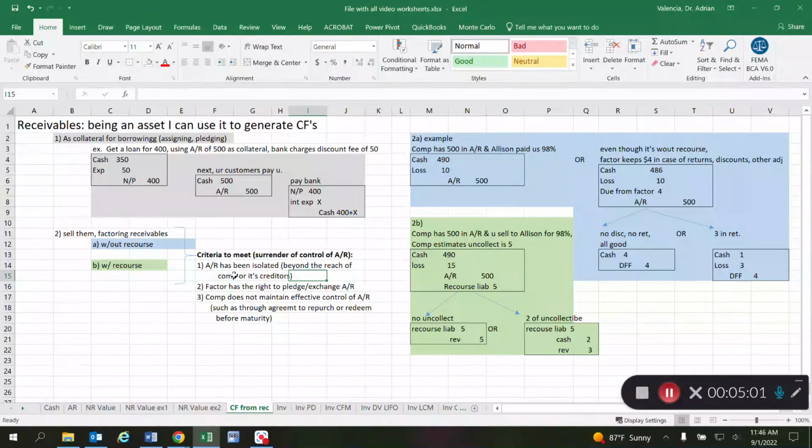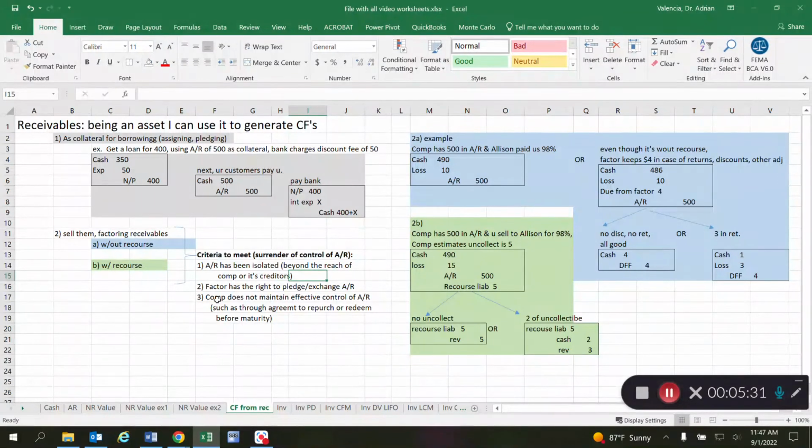So it's no longer an asset that belongs to the company. It's an asset that belongs to the factor, the company that buys our receivables. And because of that, this is rule number 2. For us to be able to consider it a sale, the factor has to have the right to pledge or exchange those receivables. And what that's telling us is that the factor basically owns the receivables, right? And the company, in essence, has surrendered control over those receivables.